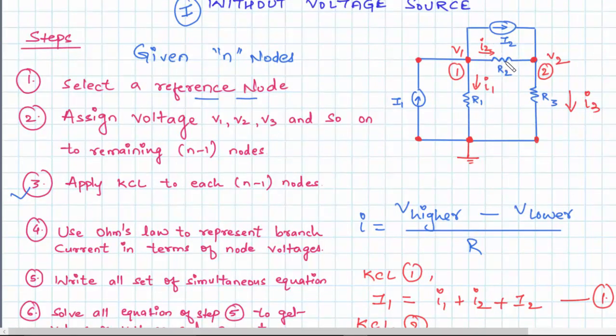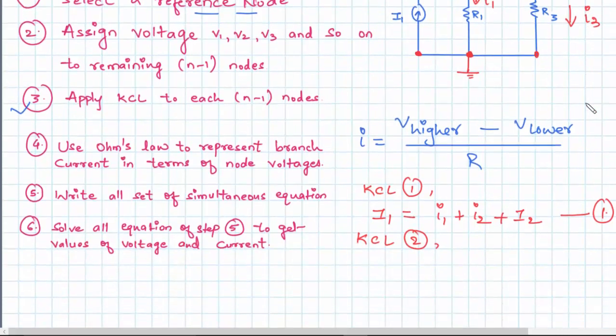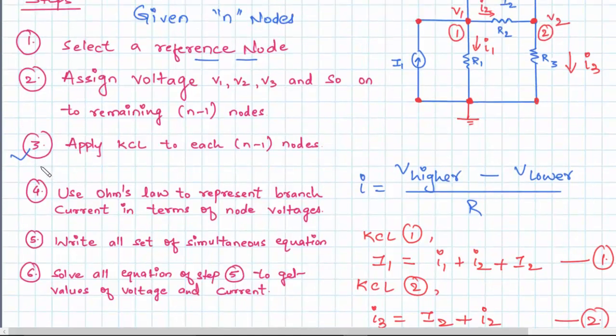Small I2 is also entering the node, and we have I3 leaving the node. So I can write it as small I3 is equal to capital I2 plus small I2. Let's call it equation 2. Alright, so we have applied all these 3 steps.